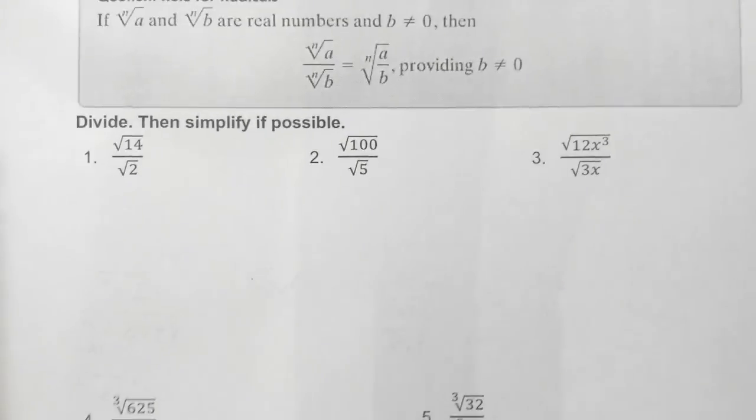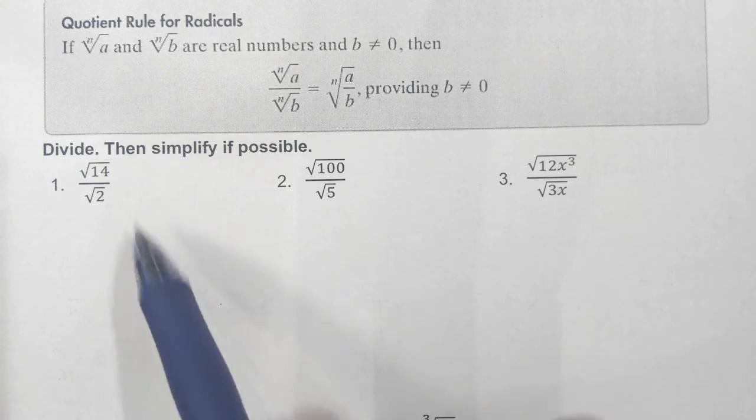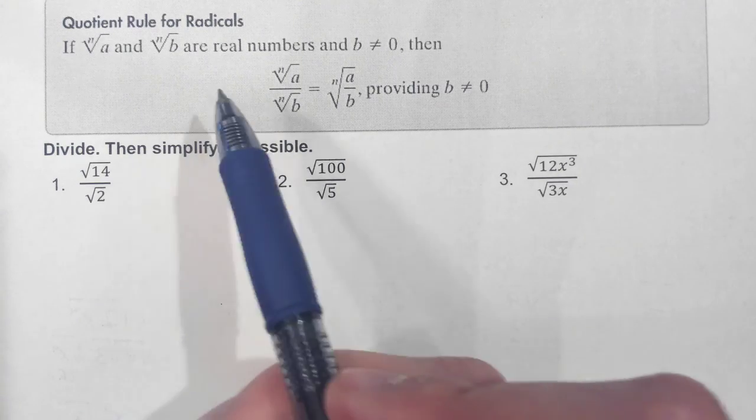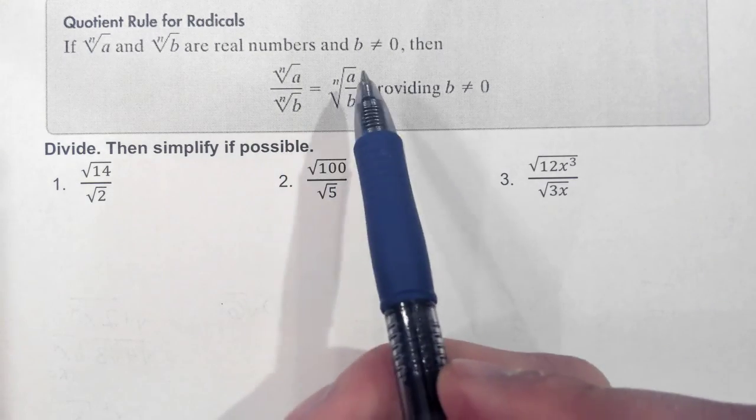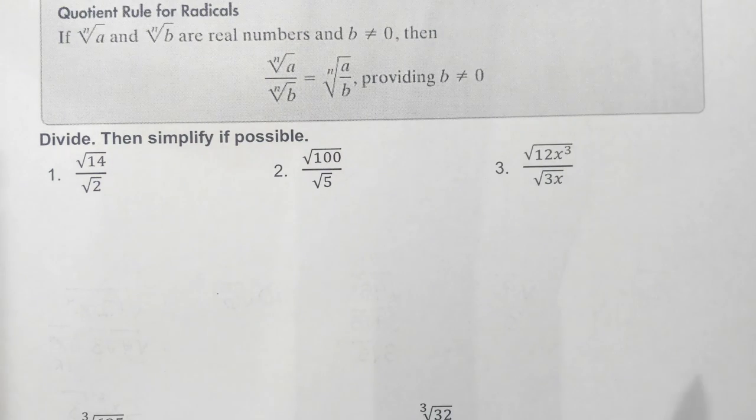Let's flip it over to the back. We've got a few division problems. Remember, just like before, if we can separate it into 2 radicals, we can put it over a single radical and do the division. It's going to make your life a lot easier to simplify it that way.